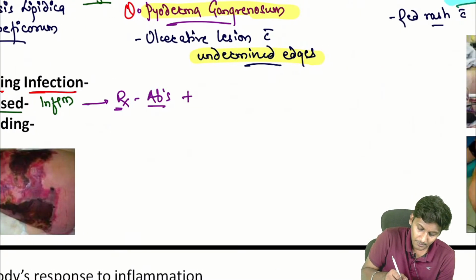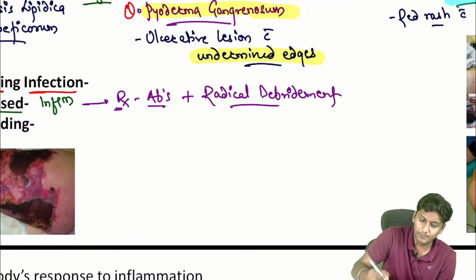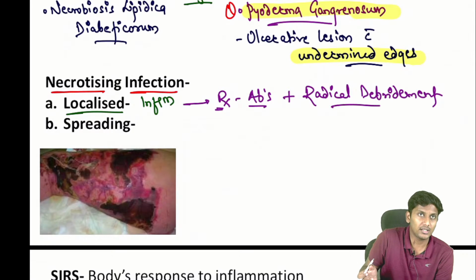Antibiotics have to be given, plus radical debridement has to be done. We have to go for a radical debridement. Whatever necrotic part is there, we have to remove it. We have to get rid of that necrotic part completely. Radical debridement has to be done.